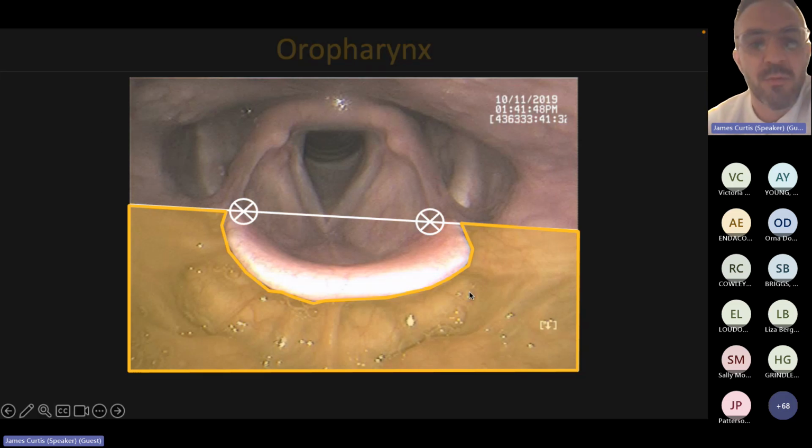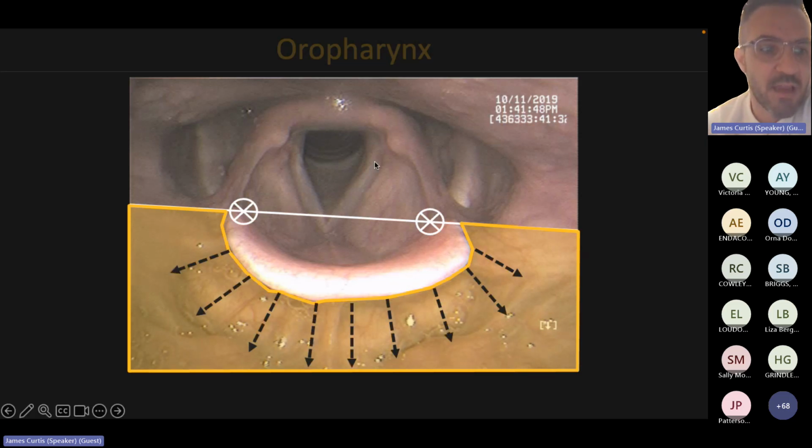So all of this yellow would be the oropharynx. Within the oropharynx, we have the vallecula. And so the vallecula is defined as going from the rim of the epiglottis straight across the base of tongue.